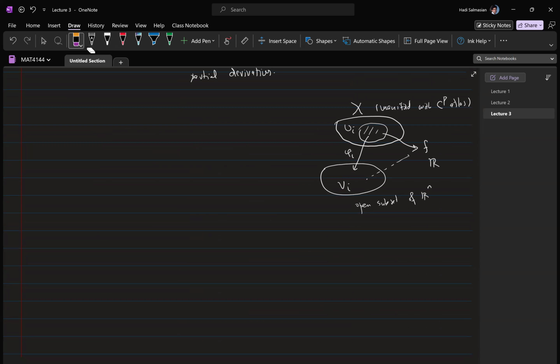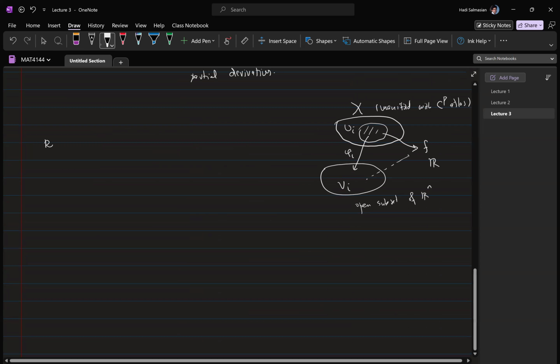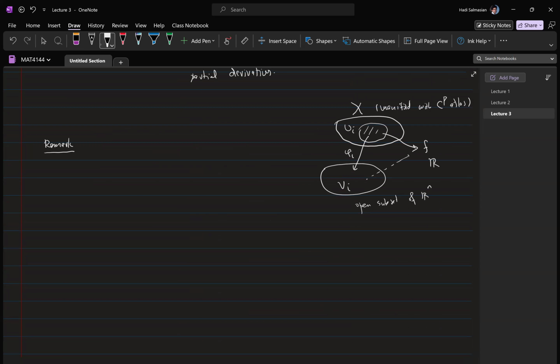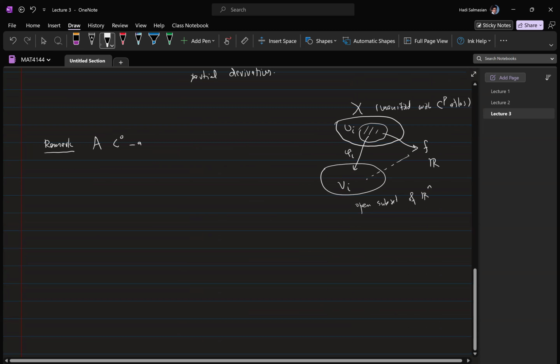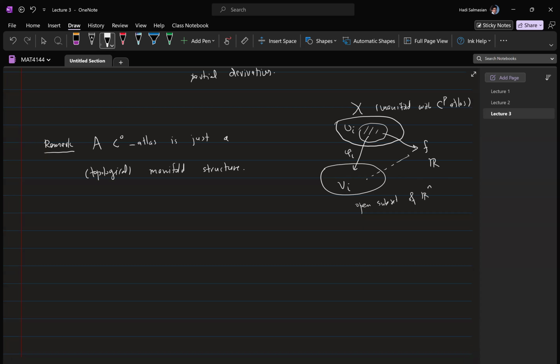Now, okay, so maybe some remark. The topological structure gives you a C^0 atlas. So a C^0 atlas is just a topological manifold structure. So no differentiability is required, right? So any manifold, the way we defined it, a priori comes with a C^0 structure, okay?